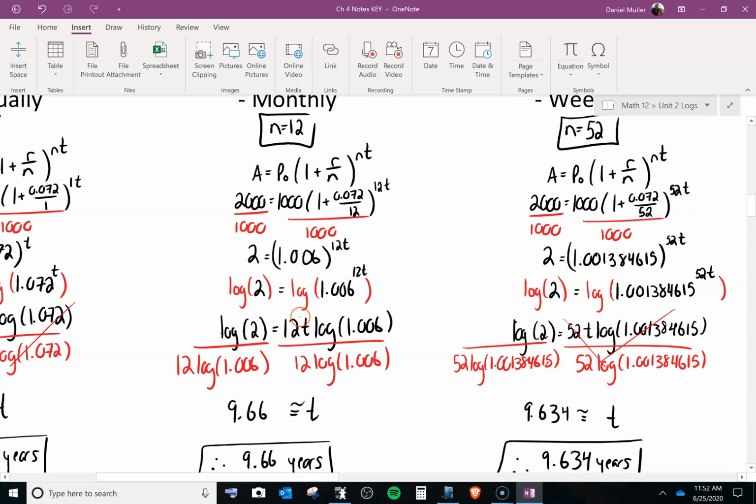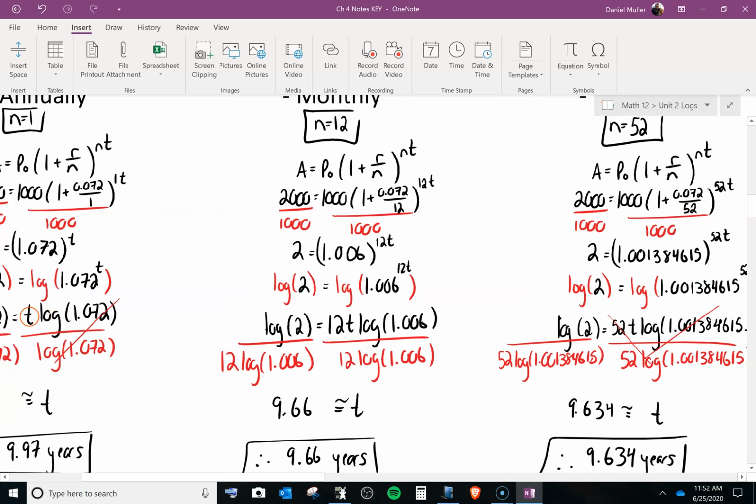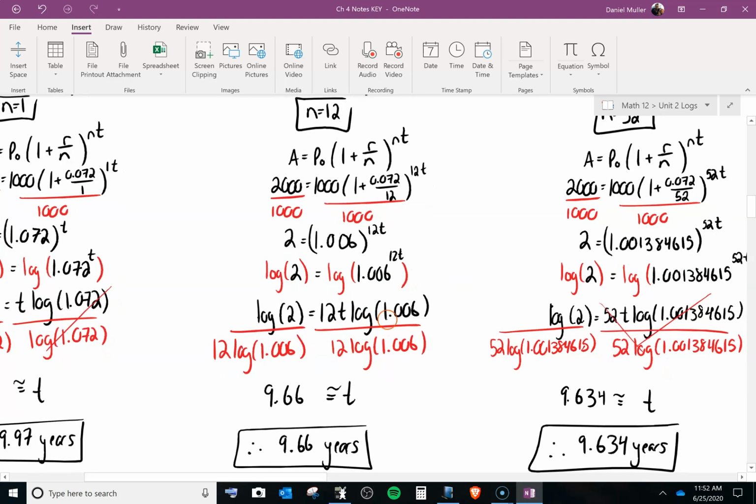And now, instead of like we did over here, where the t was just alone, you divide over the log of 1.072. Here you'll divide over the log of 1.006, and you'll also divide over the 12 at the same time. And so when you do that, you get this number. And this is kind of your exact answer. But again, that's somewhat meaningless unless you put it into a calculator.